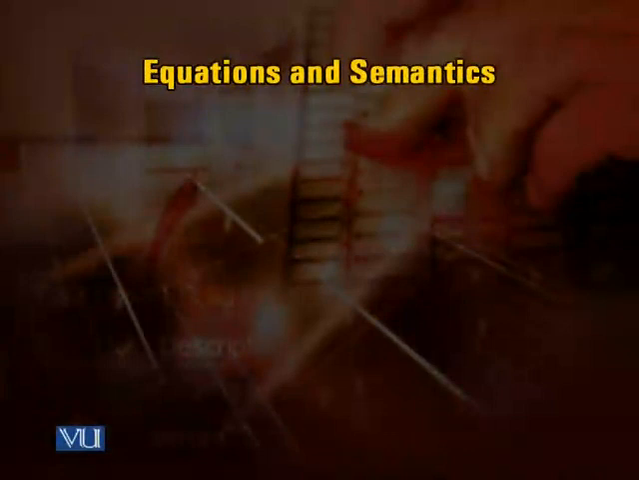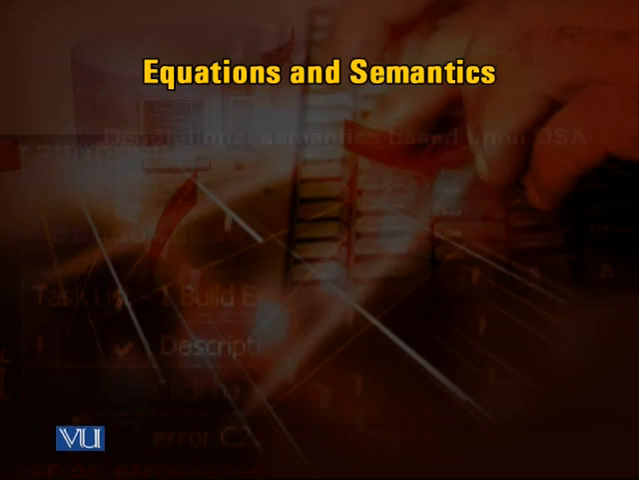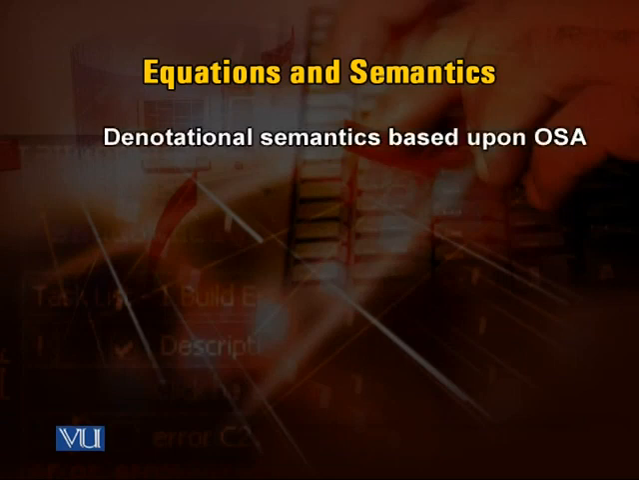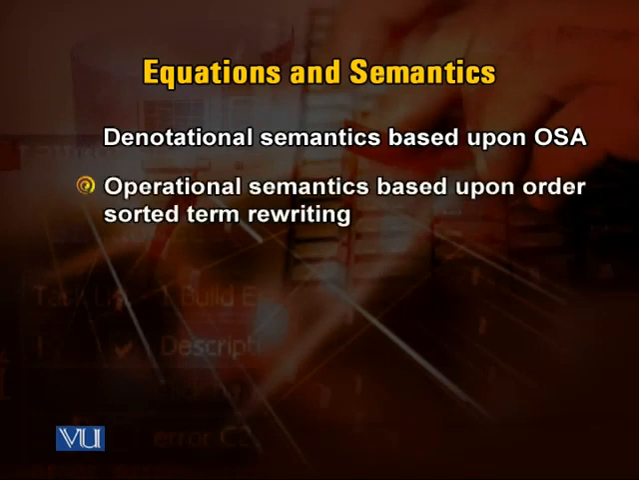Now let us look at the equations and semantics. In OBJ specifications, semantics are of two types. Denotational semantics, which are based upon OSA, order sorted algebra, and the operational semantics, which are based upon order sorted term rewriting. Now, we have two things here: denotational semantics and operational semantics. They are coming together.